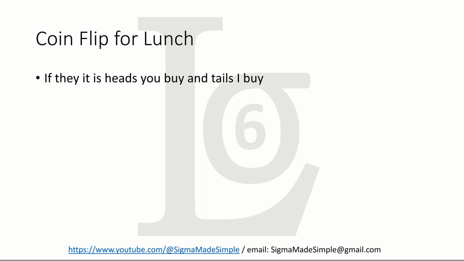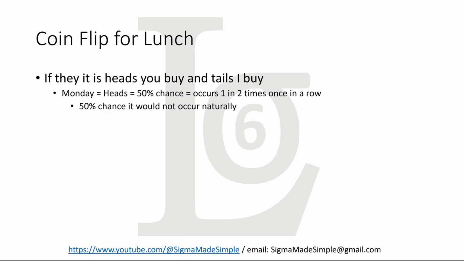Let's say that you and I agree to flip a coin to decide who buys lunch for the whole week. Today's Monday. I flip the coin and it's heads, so you buy lunch, because every time it's heads, you buy lunch, tails, I buy lunch. Well, I have a 50% chance, okay? Basically, I'm going to get heads 1 in 2 times. 50% chance, all right? Let's go to Tuesday.